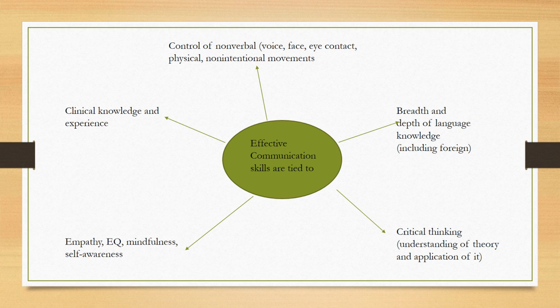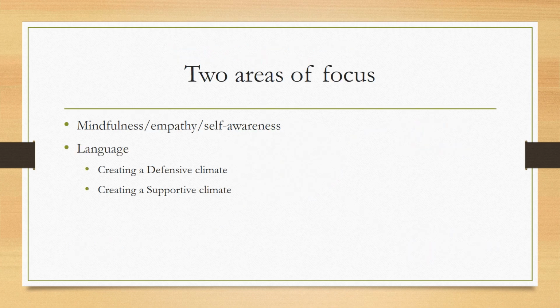Making sure you're looking at someone and giving them your full attention when you're dealing with them. Keeping your voice modulated, not showing any kind of emotion on your face that would be discouraging or scary for them. These kinds of things. So control of your nonverbal communication. So these are kind of just a diagram to get you thinking about those different parts. So I'm going to look at two areas of focus here mostly, and that's going to be the mindfulness, empathy, self-awareness aspect. And then we're going to look at the language aspect, what I call the granularity level.